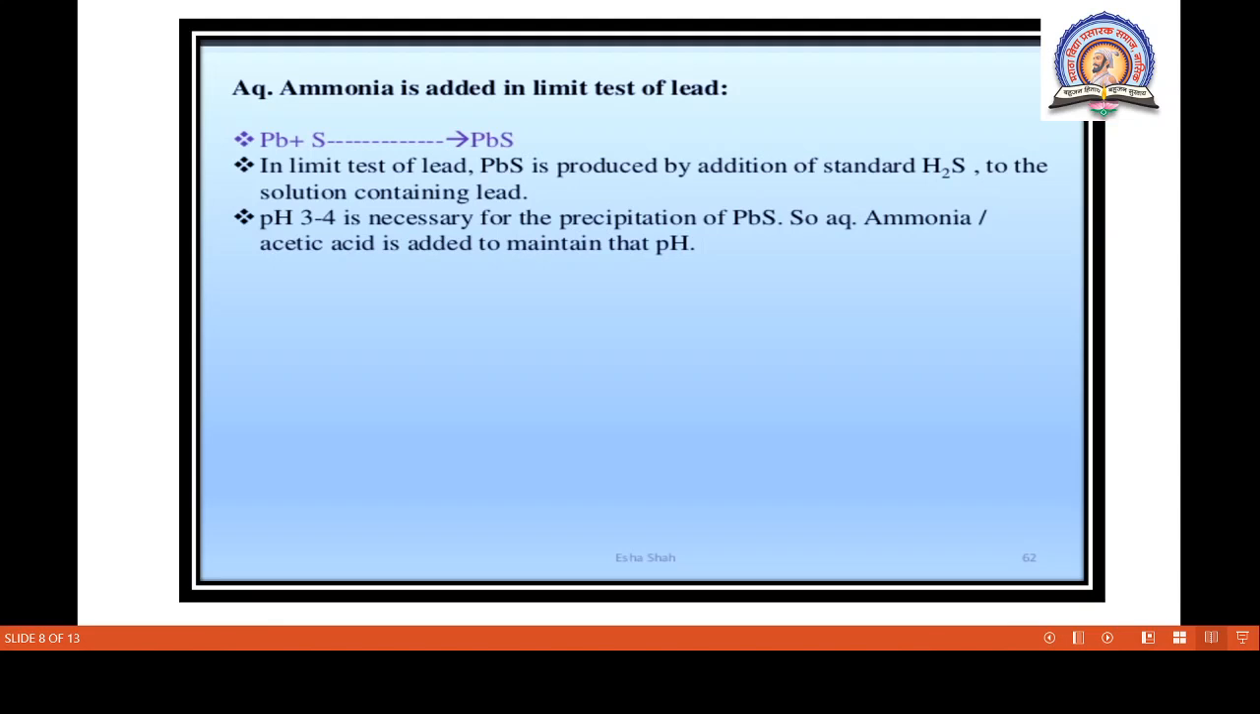Because here the lead, when it reacts with the sulfur, forms a lead sulfide. In the limit test of lead, this PbS is produced by addition of the standard H2S to the solution containing lead. pH 3 to 4 is necessary for the precipitation of this PbS. So the pH is maintained at 3 to 4, and aqueous ammonia or acetic acid is added to maintain the pH.